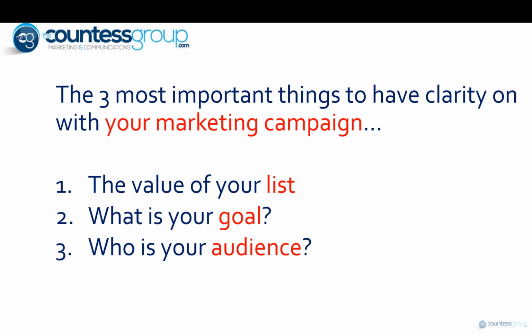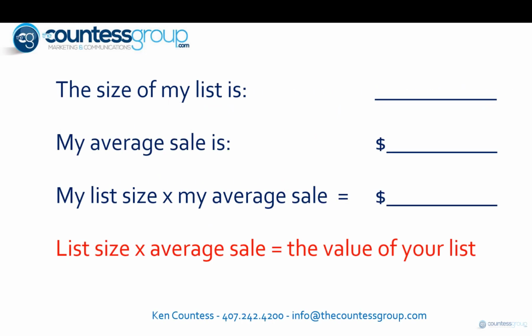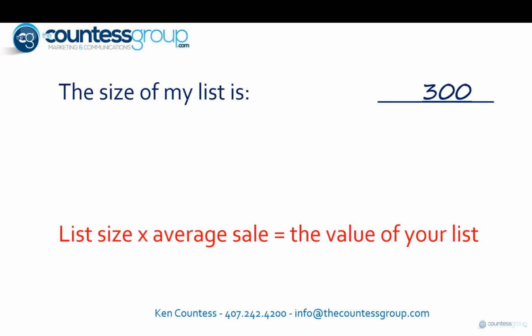And when I ask you about the value of your list, it really comes down to a very simple formula that you can use. Number one is the actual size of your list, then your average sale. If you take those two numbers and multiply your list size times your average sale, you'll come up with an approximation of the value of your list. So let's use this hypothetical situation. Let's say you only had 300 people on your list.